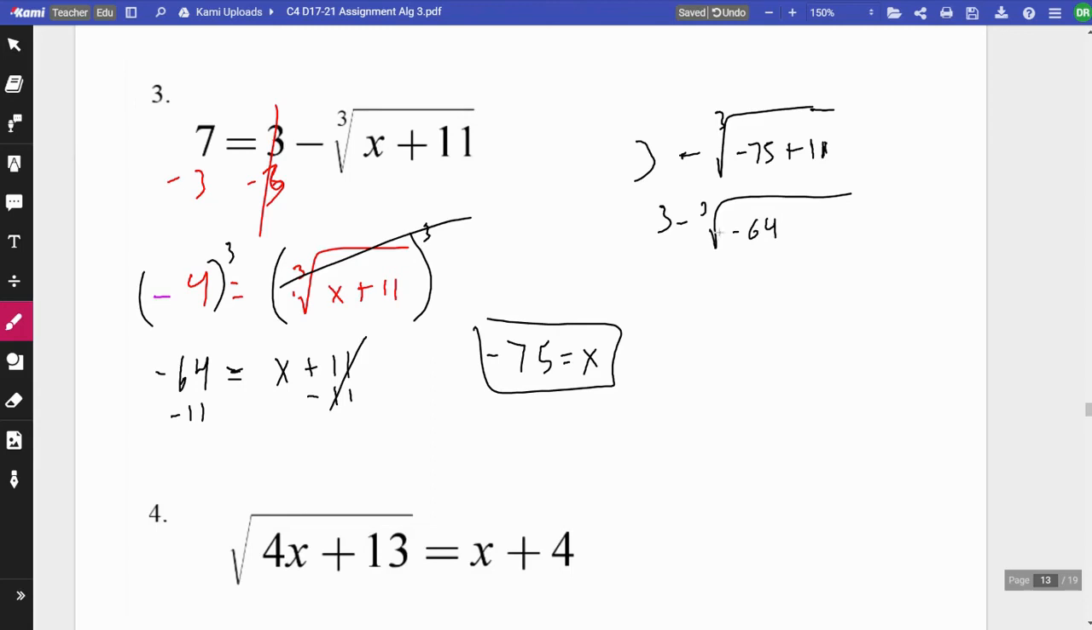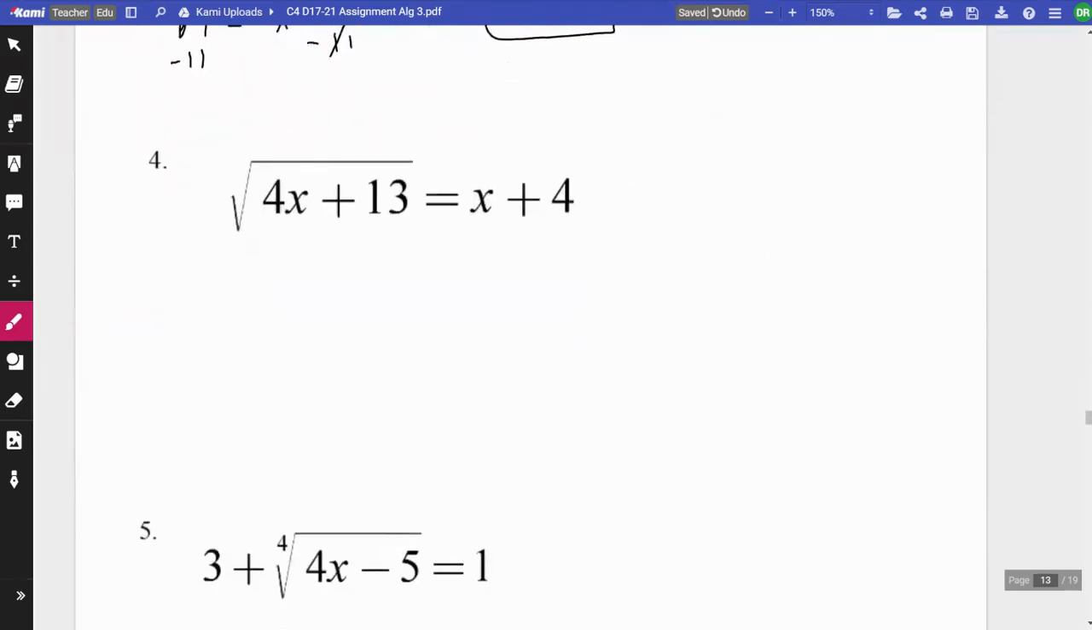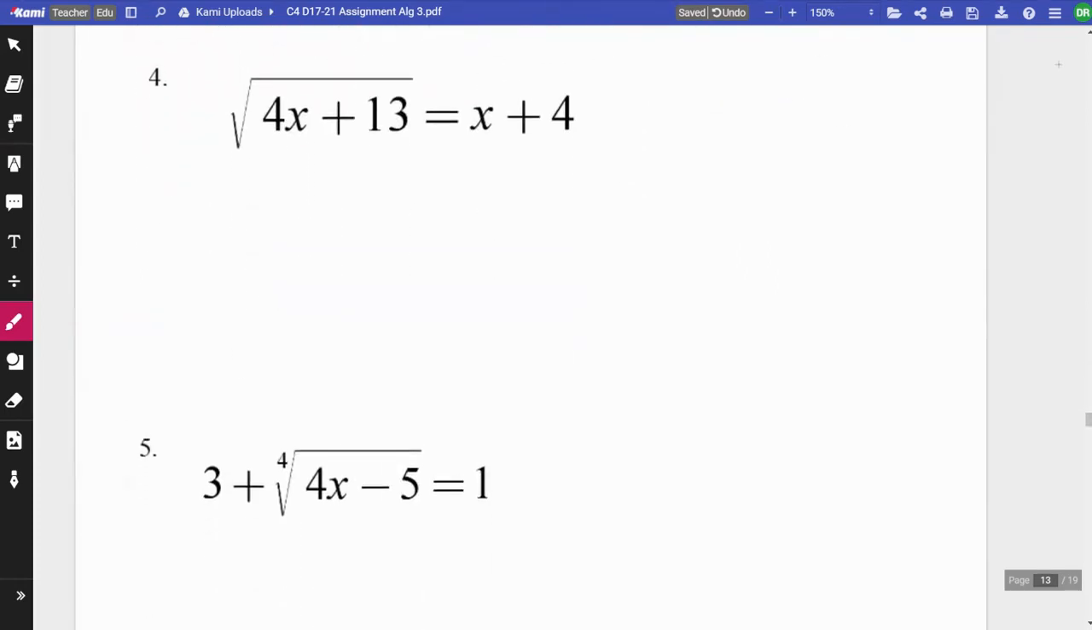And you could keep going here. The cube root of negative 64 is a negative 4. 3 minus negative 4, certainly you get 7 to each side. So this is just checking your answer. And really, I didn't need to check the whole answer. I'm confident I did it right. I just wanted to make sure this wasn't an extraneous solution. Okay, a couple more.